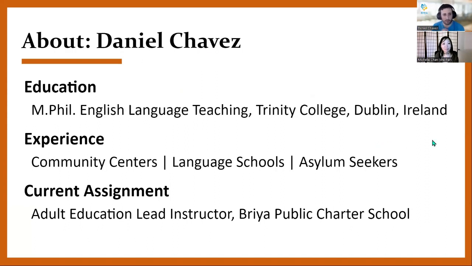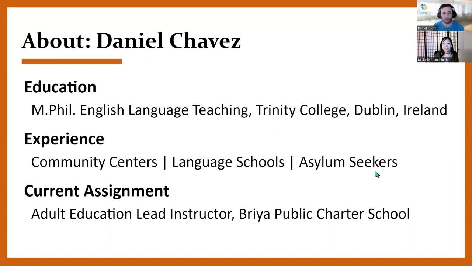All right. And my name is Daniel. I hold a master's in English language teaching from Trinity College in Dublin, Ireland. I've experienced working with community centers and other nonprofit teaching organizations, with private language schools, and my area of research and experience has been in working with asylum seekers, migrants, and other economically disadvantaged populations. Currently, I'm also an adult education lead instructor at Briya Public Charter School in Washington, D.C.